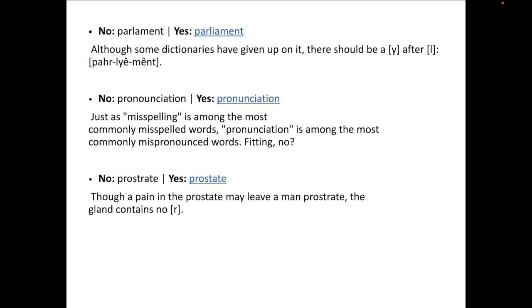Just as misspelling is among the most commonly misspelled words, pronunciation is among the most commonly mispronounced words. Fitting, no? It's not "prostrate," it's "prostate." Though a pain in the prostate may leave a man prostrate, the gland contains no R.